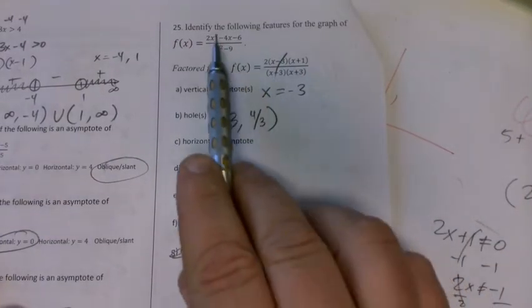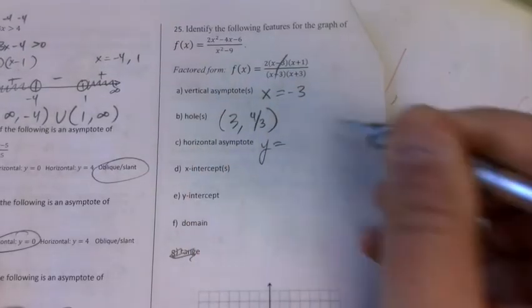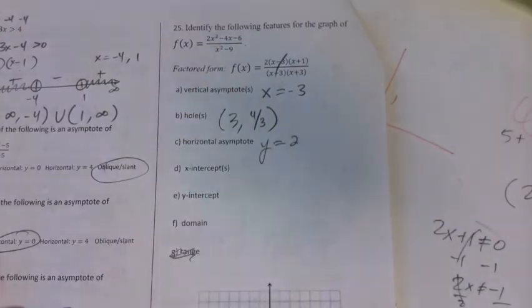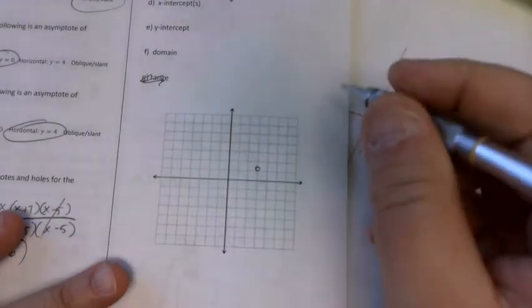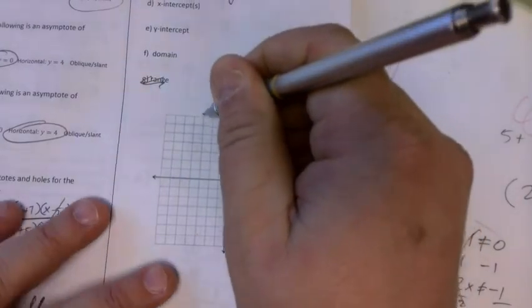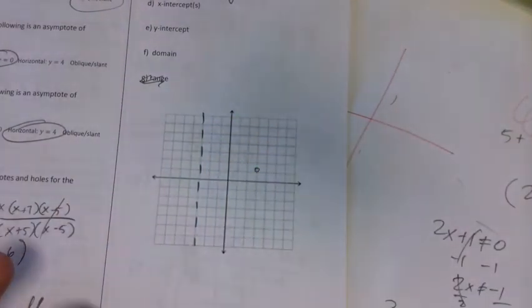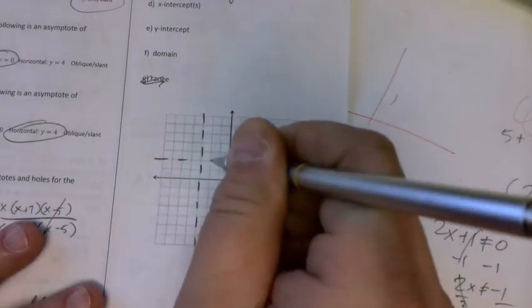Horizontal asymptotes, equal degree, 2 and 2. So it's going to be the leading coefficient at the top, which is 2, over the leading coefficient at the bottom, which is 1. And 2 over 1 is just y equals 2. So as I'm graphing these, I already said there's a vertical asymptote at x equals negative 3. So I'm going to sketch that asymptote in there. And there's a horizontal asymptote at y equals 2. So I'm going to sketch that in there.